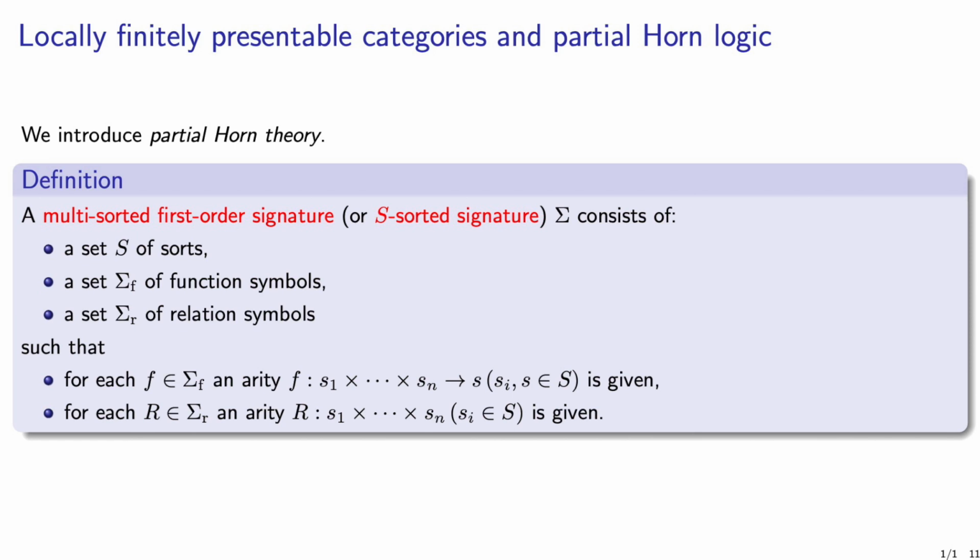Now we will give a brief introduction to partial theory. First, a many-sorted signature is a triple of a set of sorts, a set of function symbols, and a set of relation symbols. Note that each symbol is assigned its arity, shown here.